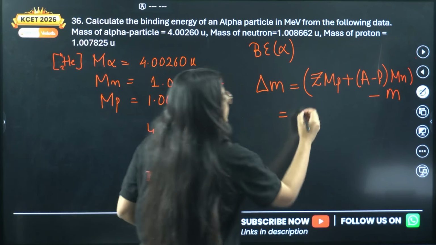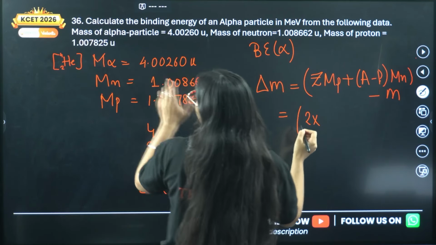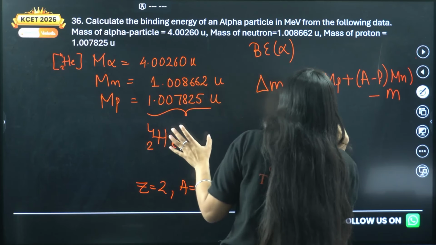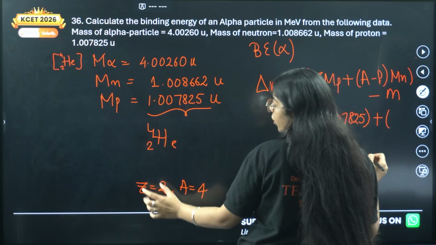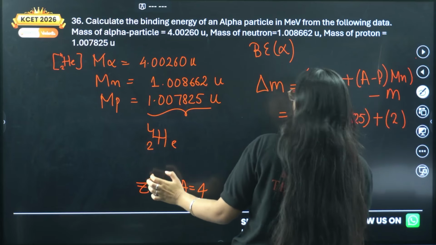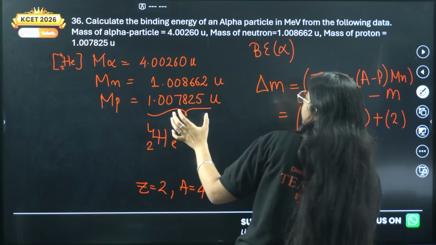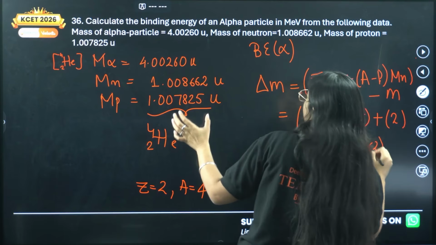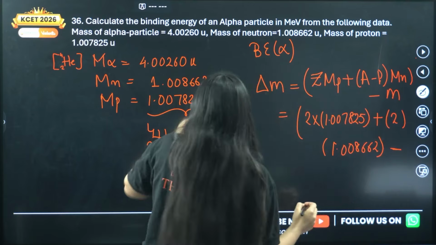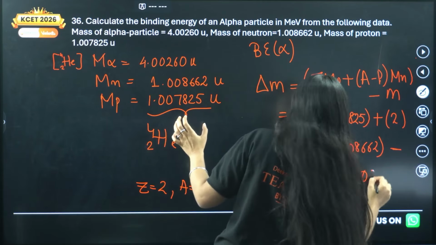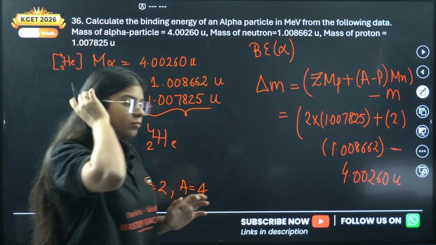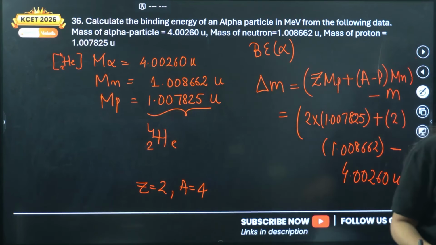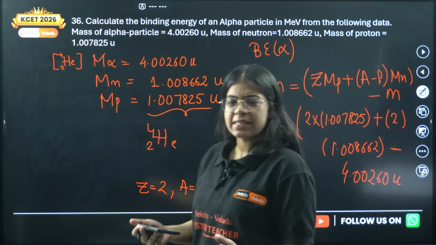So Z is 2, times the mass of the proton, which is given to us, 1.007825, plus 4 minus 2, which is 2, times the mass of the neutron, 1.008662, then minus the original mass, which is 4.0026 u. Understood? Now I know you can use calculators, so just use the calculator for this one. It will be really easy for you.